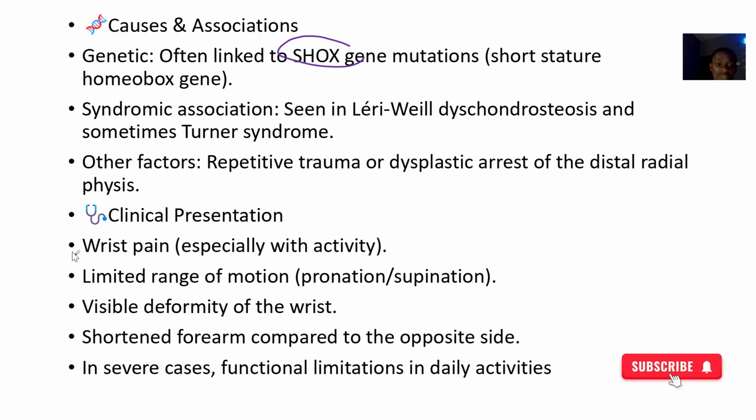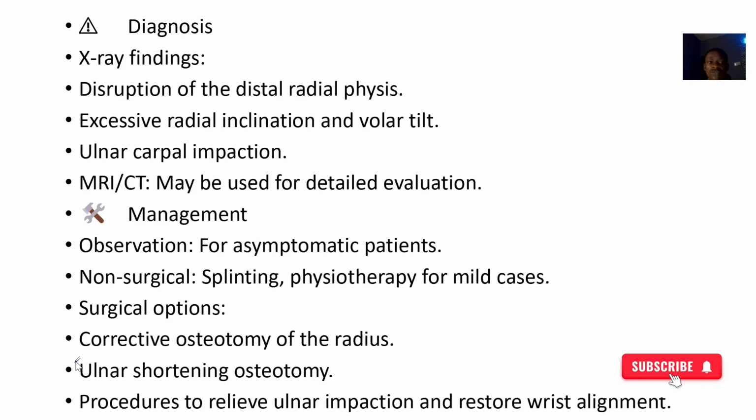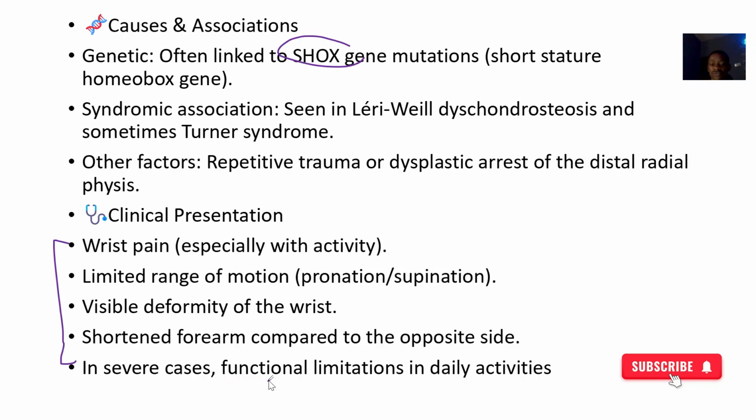So clinical presentation is there's a lot of wrist pain, there's limited range of motion, there's visible deformity of the wrist, and the forearm is short. Okay. So you diagnose it using X-rays, MRI, CT scan. So management, sometimes you can just be observing if there's no issue. Sometimes use splinting, physiotherapy, then corrective osteotomies, then ulnar shortening osteotomy too. You can also use it.